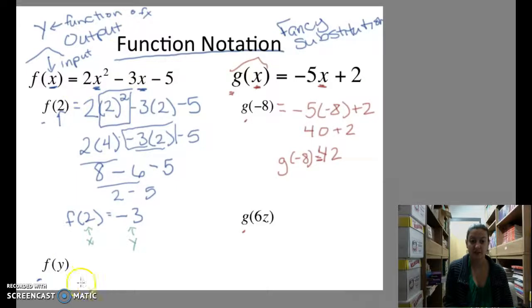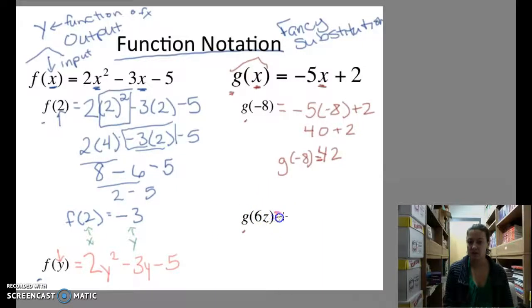Let's look real quick down at these guys at the bottom here. This is an f function, but this time it's saying our input is y. So again, we're going to write the exact same thing, except instead of x, you're going to write a y. Easy peasy. There are no like terms, so you can't combine it. It's done. That's as far as you can go.